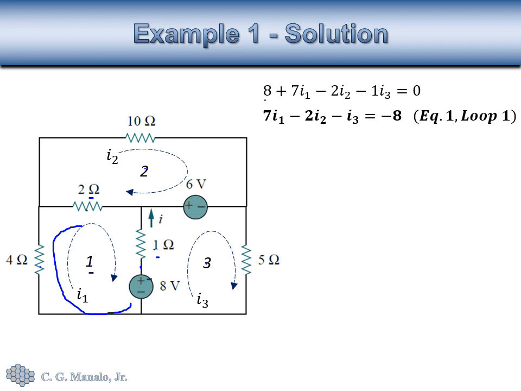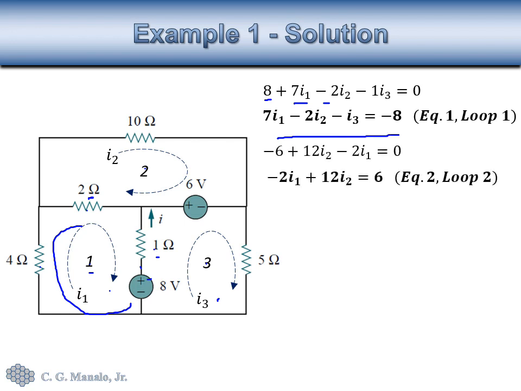So again, it's plus 8 plus 4 plus 2 plus 1, so 7I1 minus 2I2, because this drop is due to the current outside loop 1, so we need to put a minus sign. And another negative voltage, that would be minus 1I3, because I3 is outside loop 1. Then simplifying this, we will get this equation.